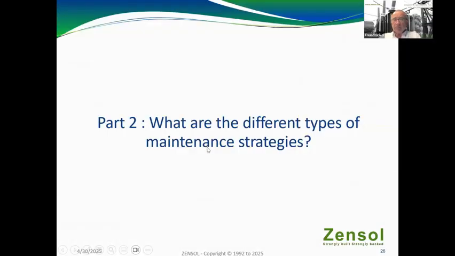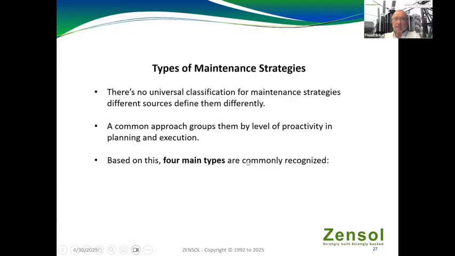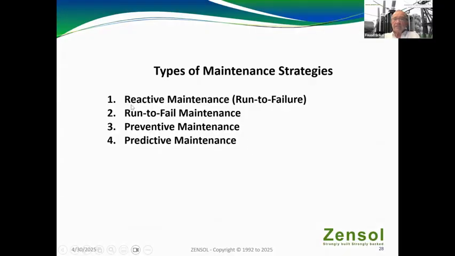So now we are in part 2. What are the different types of maintenance strategies? There is no universal classification for maintenance strategies, and different sources define them differently. The common approach groups them by level of planning and execution, and based on this, four main types are commonly recognized: first, reactive maintenance, or run to failure; second, run to fail maintenance; then preventive maintenance and predictive maintenance.